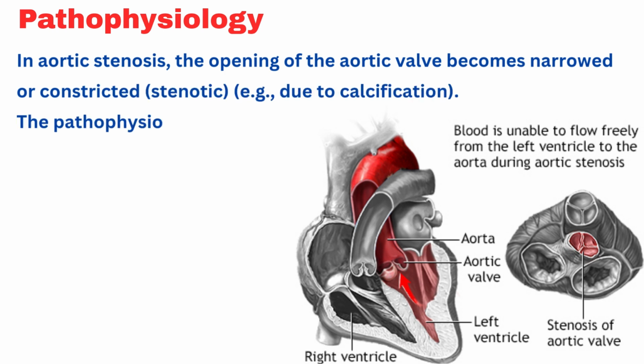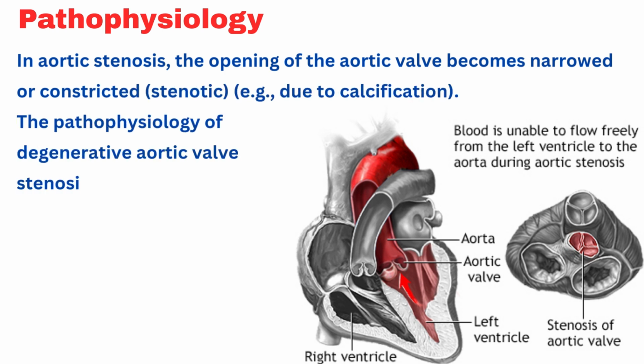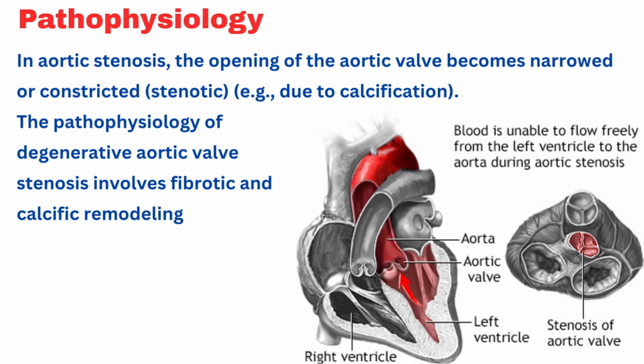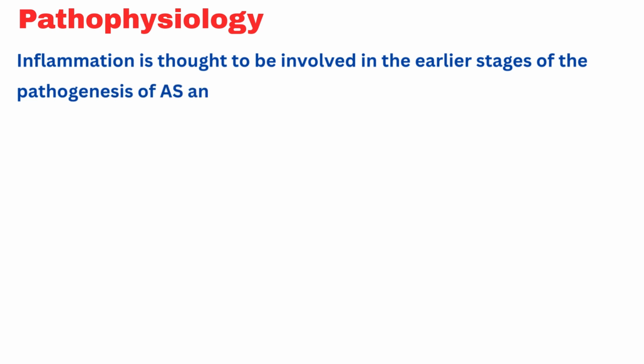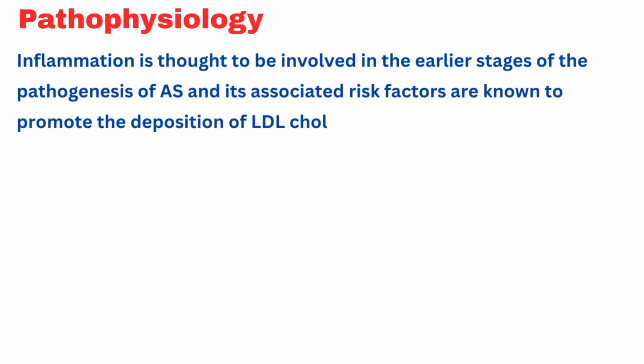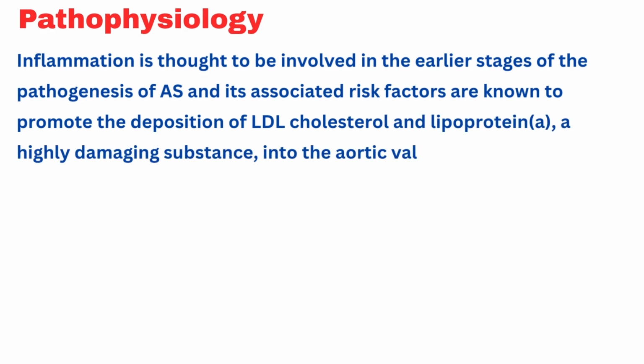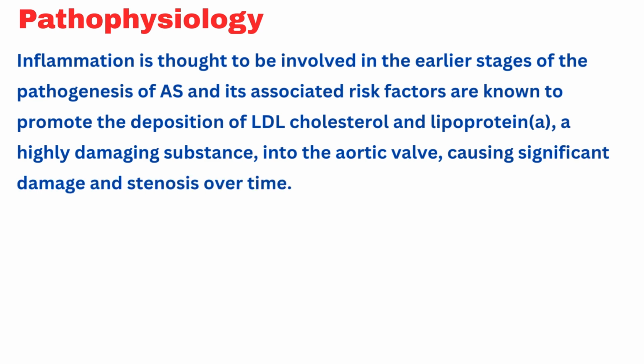The pathophysiology of degenerative aortic valve stenosis involves fibrotic and calcific remodeling of the valve, characterized by excess collagen deposition and disorganization. Inflammation is thought to be involved in the early stages of pathogenesis of aortic stenosis, and associated risk factors are known to promote the deposition of LDL cholesterol and lipoprotein, a highly damaging substance, into the aortic valve, causing significant damage and stenosis over time.